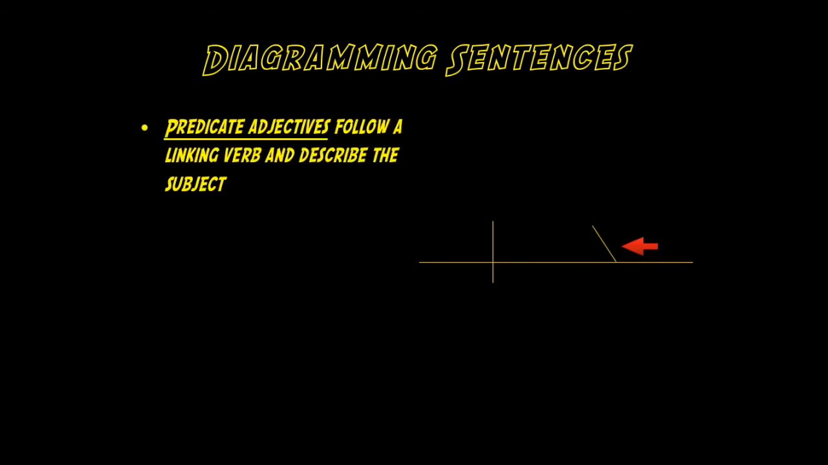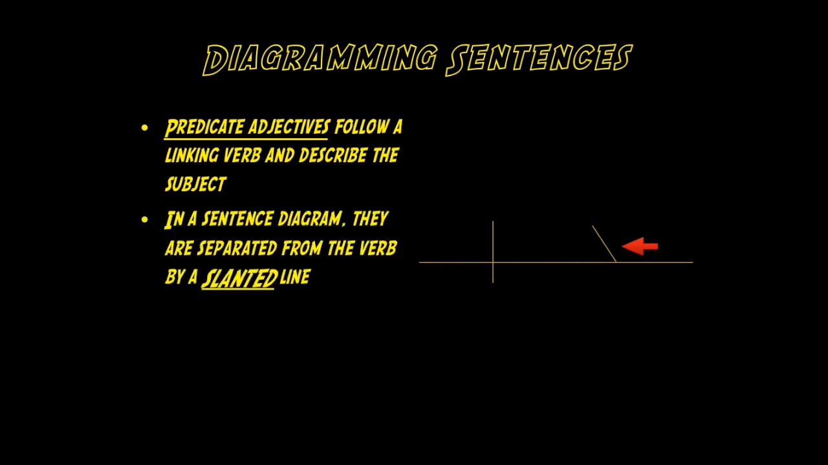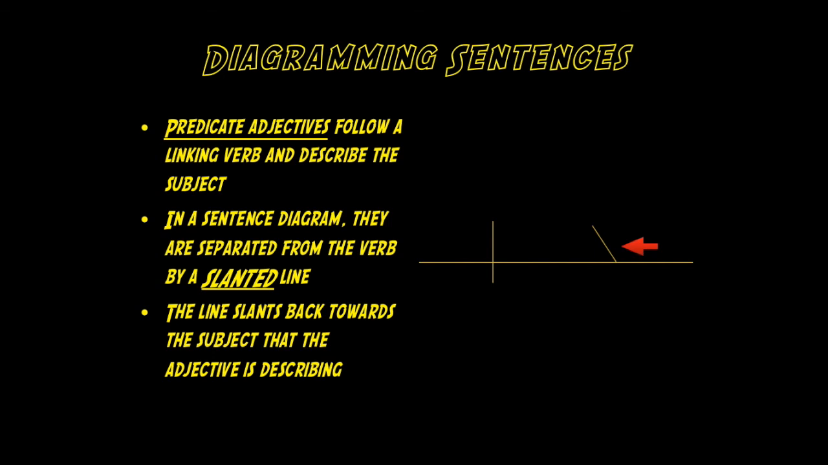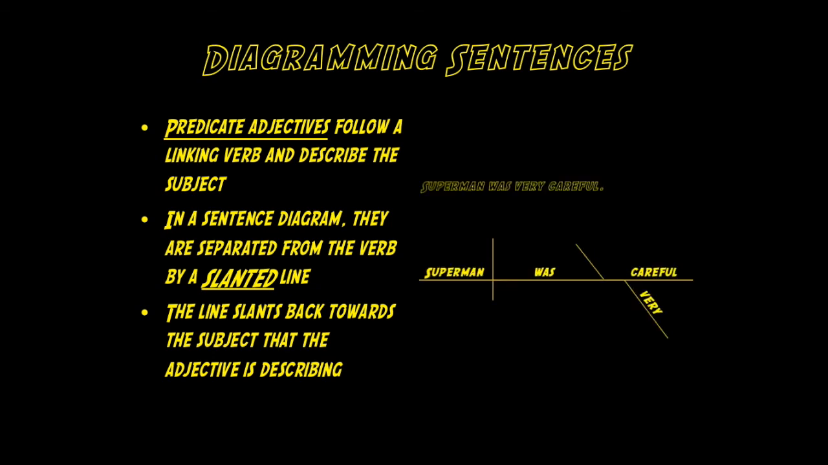Predicate adjectives. Predicate adjectives follow a linking verb and describe the subject. In a sentence diagram, they are separated from the verb by a slanted line. The line slants back towards the subject that the adjective is describing. This seems a little bit complicated, but hopefully it clears up a little bit after we look at this example.